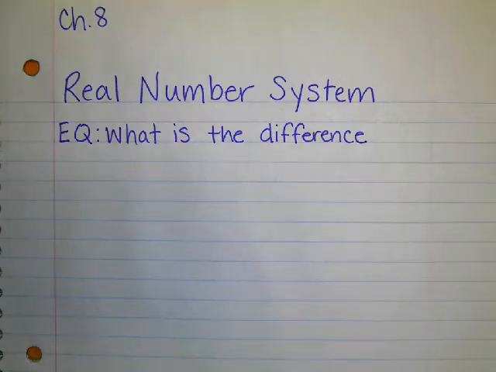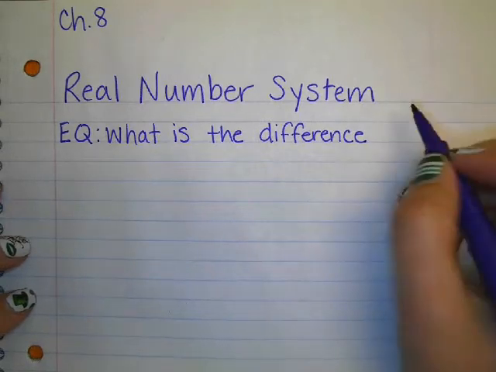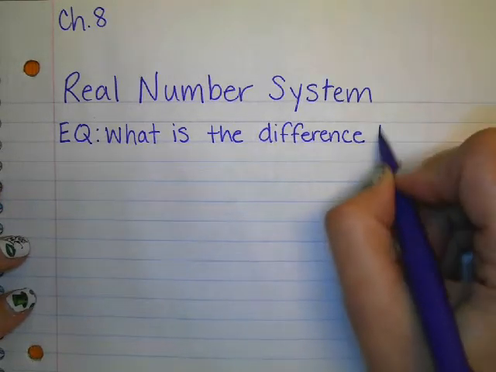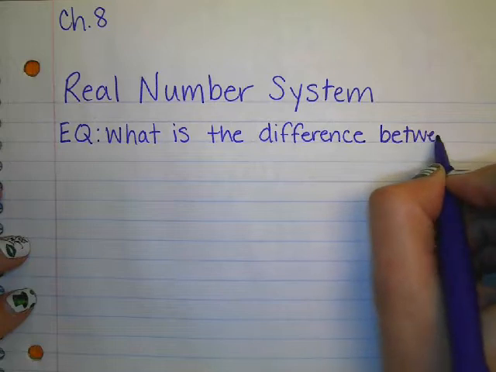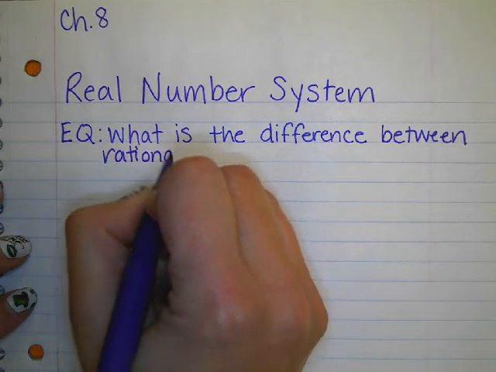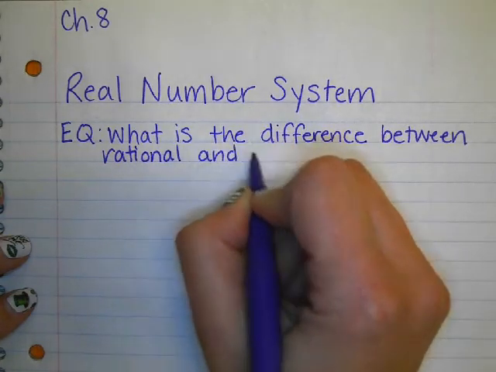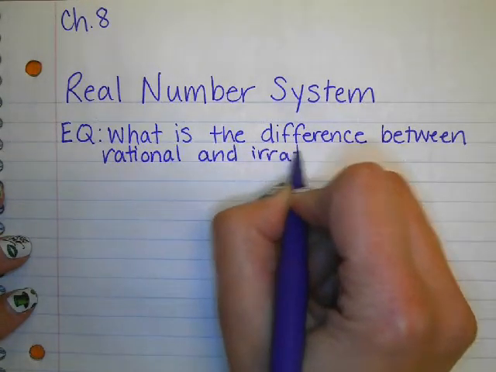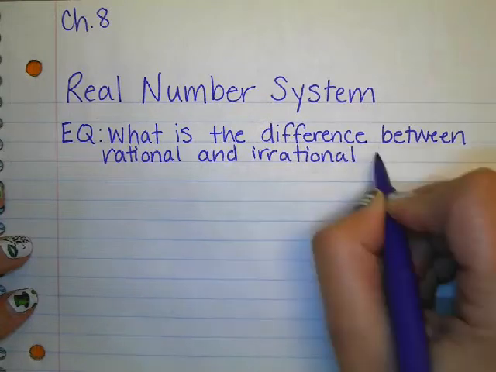Our first lesson in Chapter 8 is on the real number system, and we really want to ask ourselves the question, what's the difference between rational and irrational numbers?